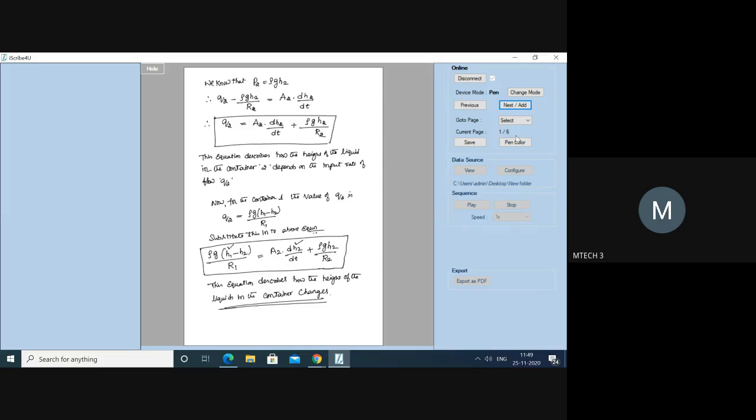When we meet in the next class, we will do a similar exercise for the pneumatic system: the pneumatic system elements followed by a derivation. That will be done slowly and clearly. Any doubt? Yes, sir. Clear? Shall we close the class?